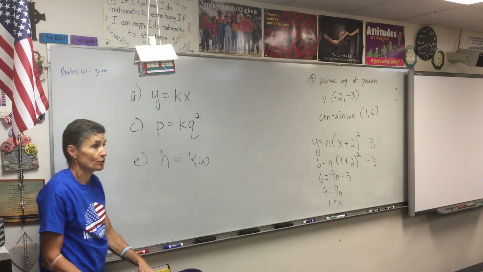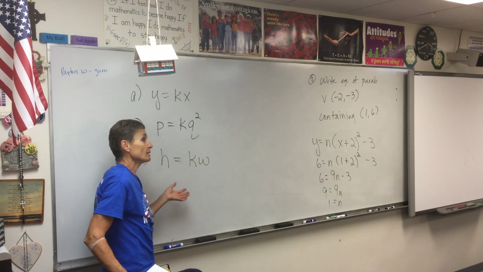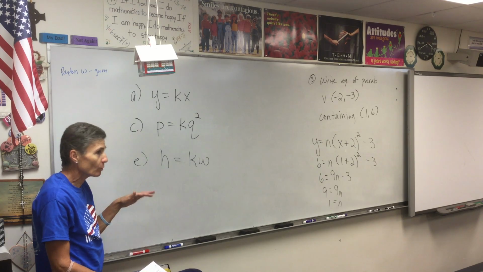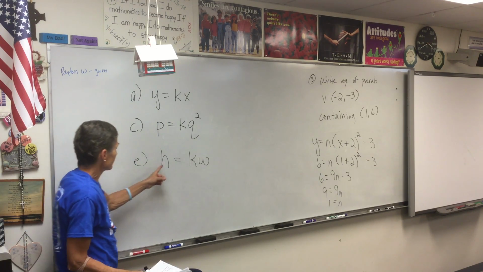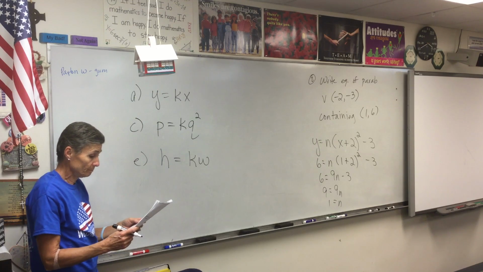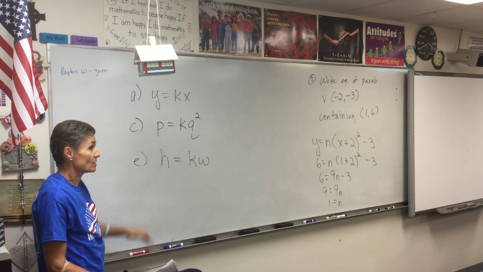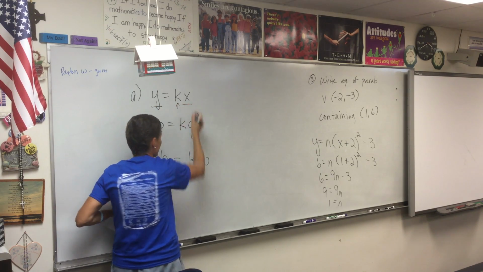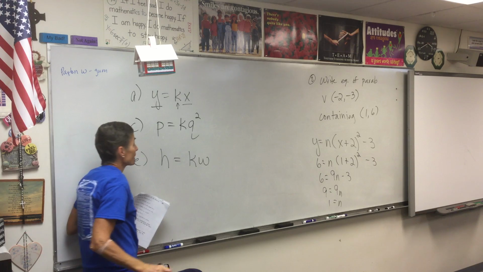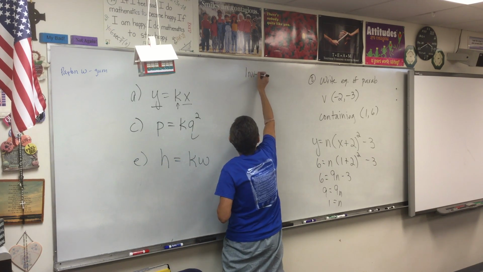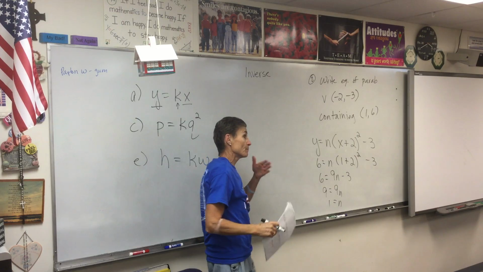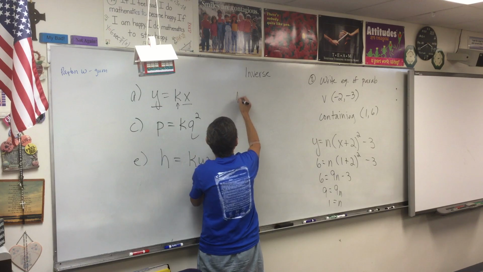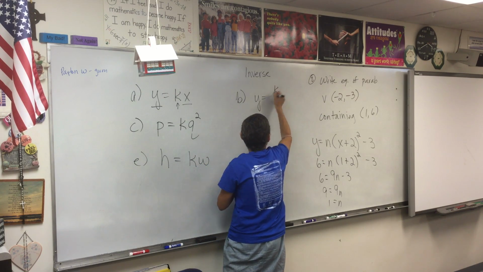H equals kW. What that means is, generally speaking, the taller you are, the more you weigh. And I know that's not true for everyone. I mean, I know it's not, but in general, the taller you are, the more you weigh. Those are direct variations. Notice how you have one variable equals k times the other variable. Now, inverse variation, that's the one like more speed, less time, one gets bigger, one gets smaller. This is question B. That formula is y equals k over x.